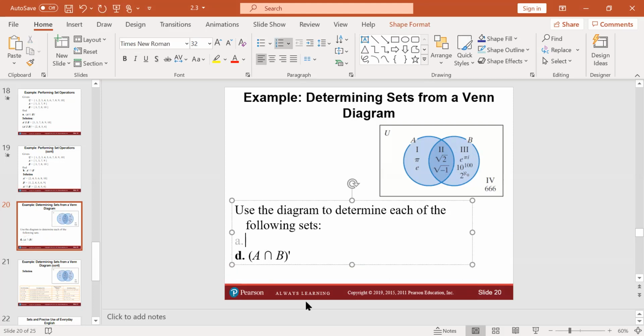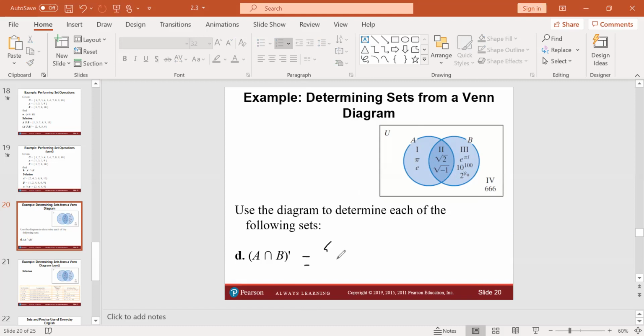Next up, we're going to do A intersect B complement. First, we need to look at A intersect B, which is this middle slice here. Then we want everything outside of that middle slice. We want to basically take all the elements and ignore the middle slice.